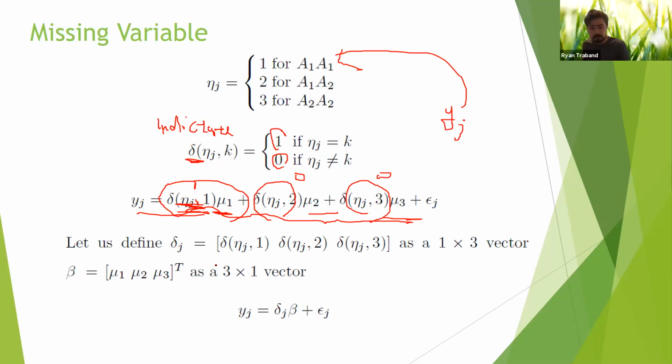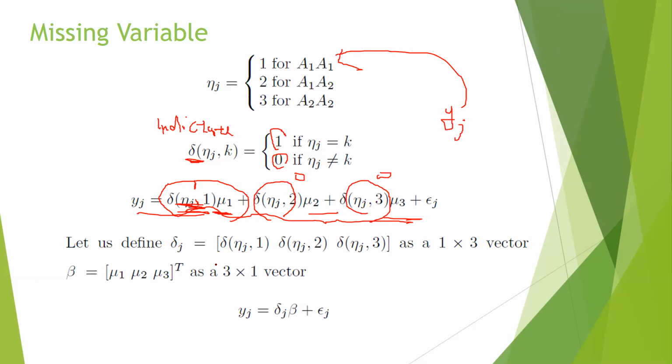Okay, I see. So it comes from a specific population. That value is considered 1. And so the first indicator will have a value of 1, but then the second and third will have a value of 0. Yes. So it totally depends on which subpopulation this individual comes from, right?